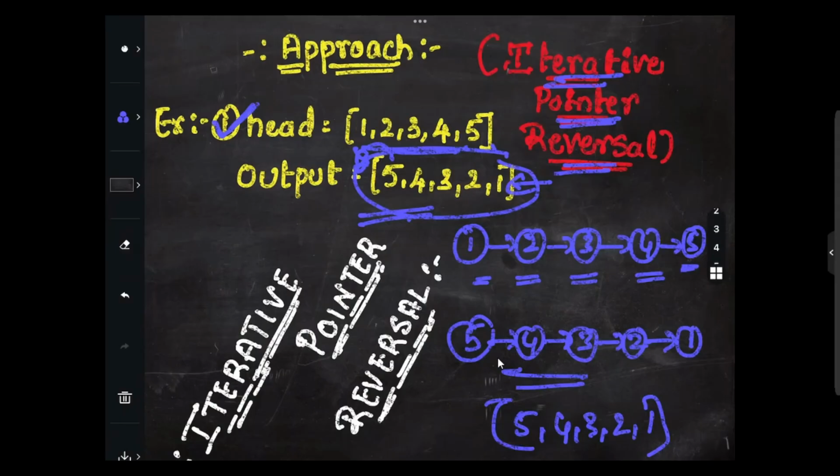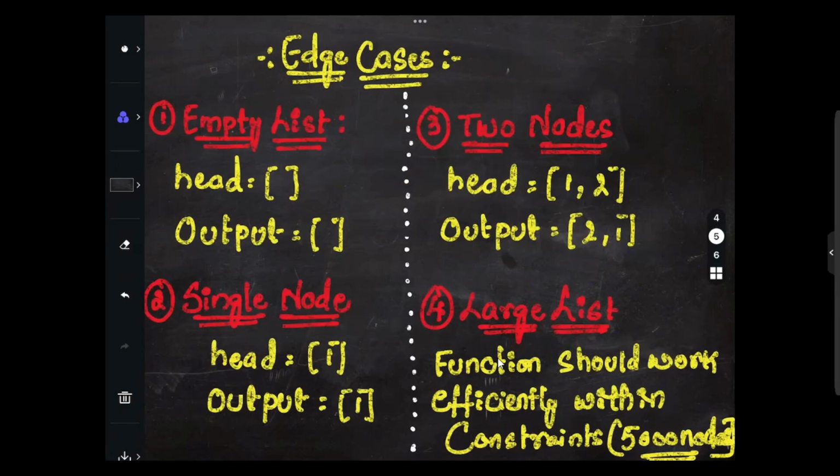Now we are familiar with the approach, so let's discuss the edge cases one by one. The first edge case is an empty list. Here we don't have any nodes to reverse at all, so the output will be an empty array itself. Let's move on to the second edge case, a single node. We have only one element here, 1. No change is needed as we have only one node. We return the same output.